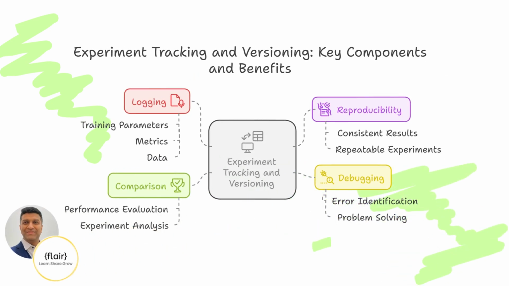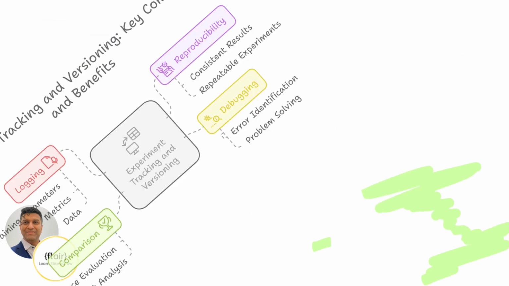Now, imagine you're working on a large project with tons of experimentation. How do you keep track of what's working and what's not? This is where experiment tracking and versioning come into play. You need to log everything: the training parameters, the metrics, even the performance on different data splits. This is key for reproducibility and debugging. It allows you to compare different experiments and understand how small changes in the model or data affect performance. Without this, it's easy to lose track of what's working and why.